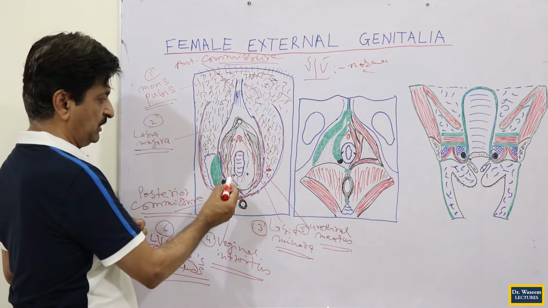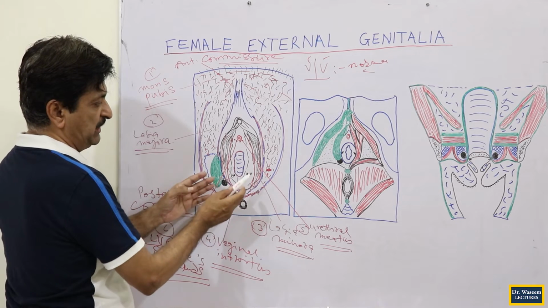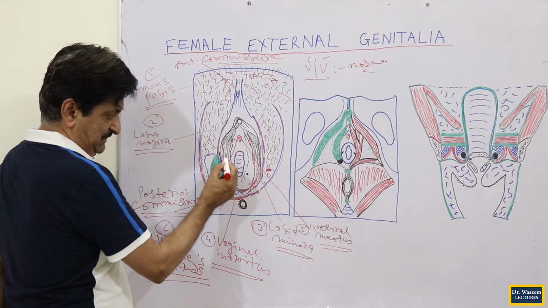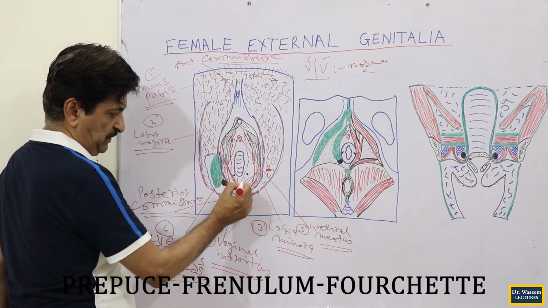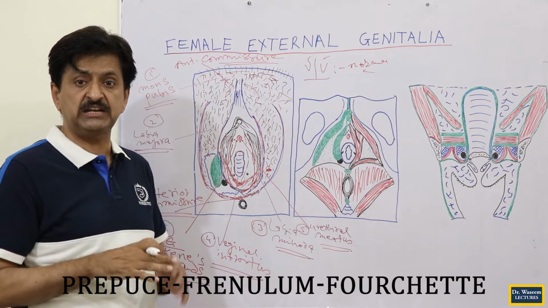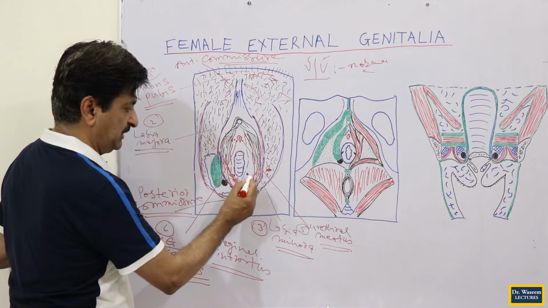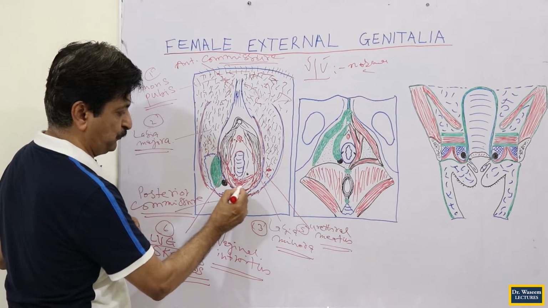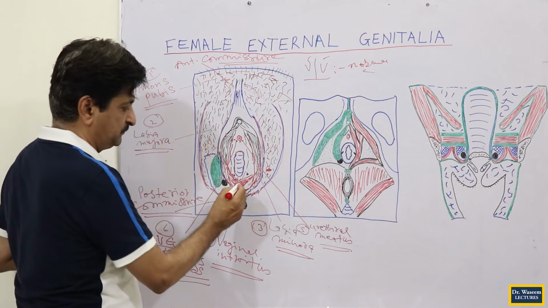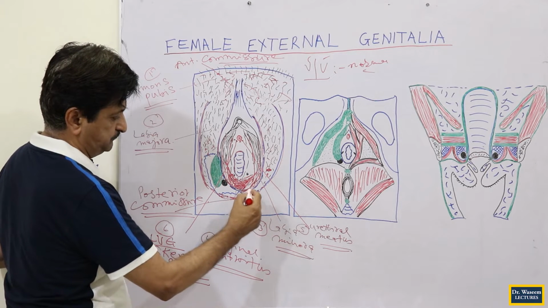Watch this now. Another very important thing present here is the labia minora. Posteriorly, the labia minora come and join together to form a kind of commissure. This is called the posterior commissure, but basically it is called the fourchette. This fourchette usually underlies the perineal body. This is called the perineal fourchette.